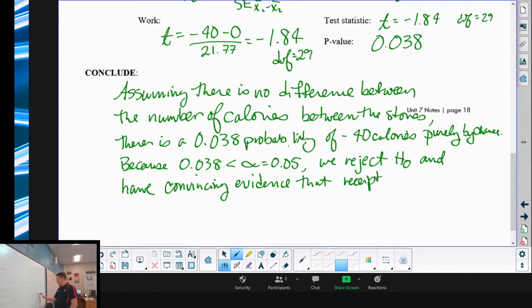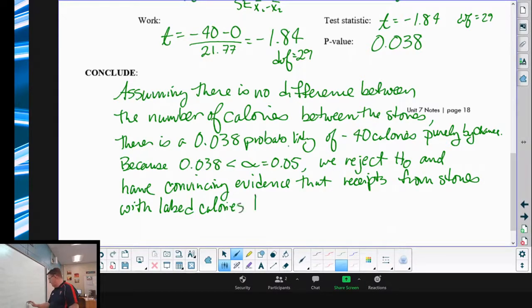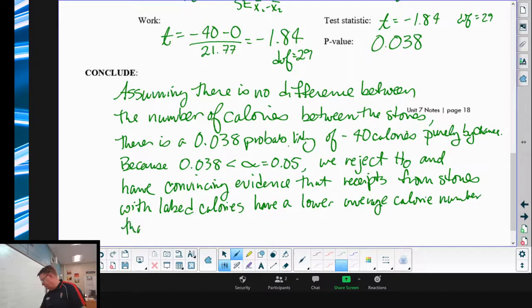that receipts from stores with labeled calories have a lower average calorie number than stores that don't have calories labeled. Okay.